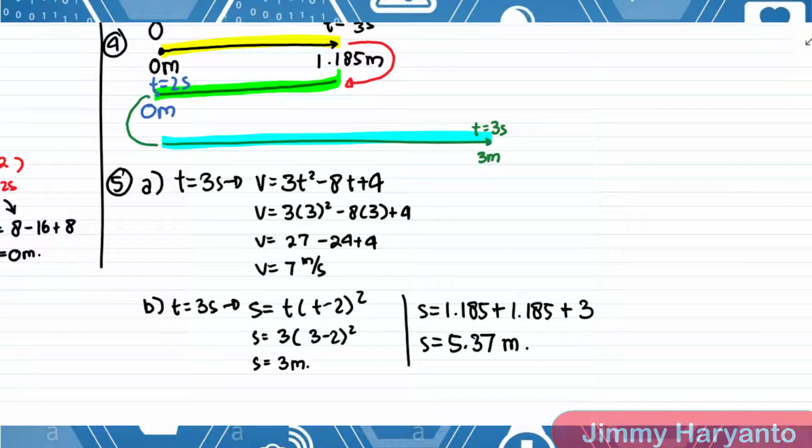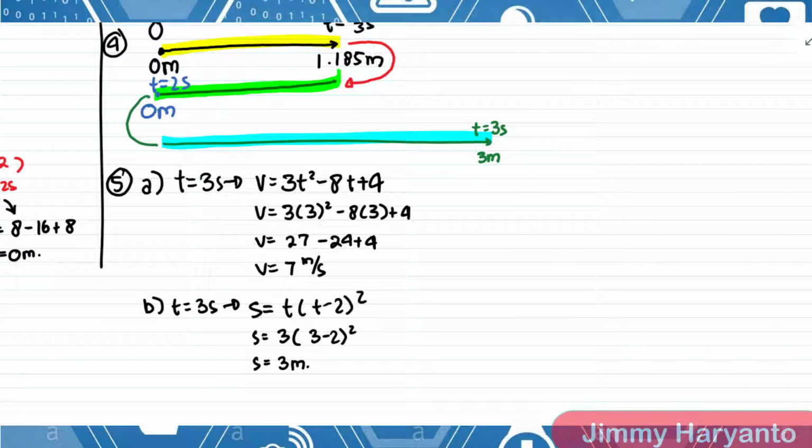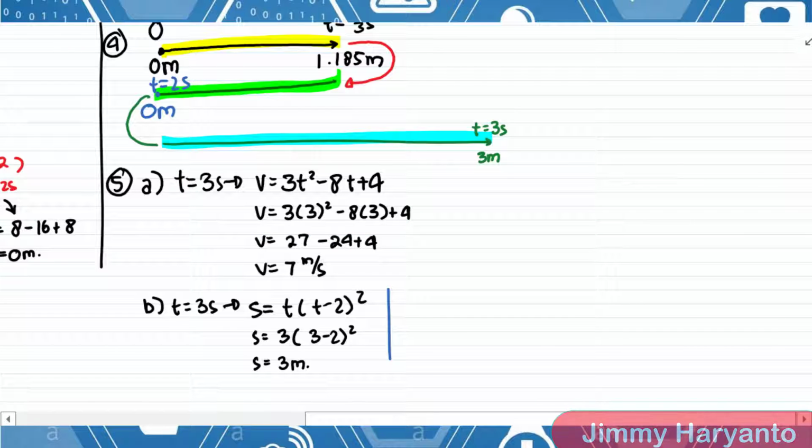Okay. Oh, I'm so sorry, I misread the question. The question asks you to find the distance from O, not the distance traveled. The distance from O means you don't have to follow the path. You only have to find the distance of the particle right now from O. So from O it will be 3 meters. Sorry guys. So the answer for this one is 3 meters.